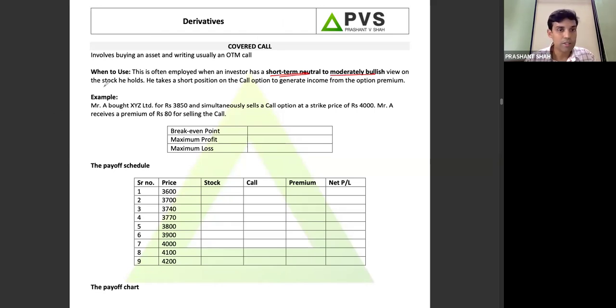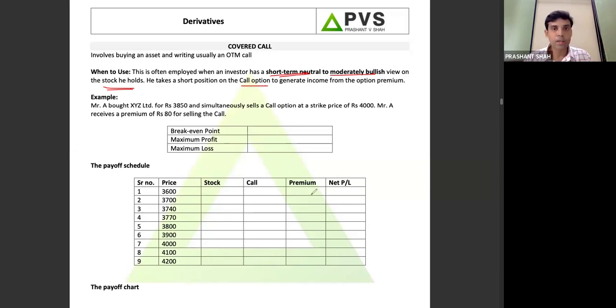Covered means he has stocks and he's taking a derivative position on them. So he says the market is going to remain in a particular direction, a moderately bullish direction, and he already has a few stocks. He takes a short position on a call option to generate income from the option premium.